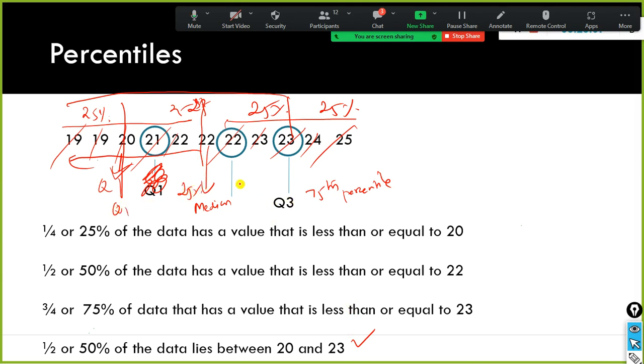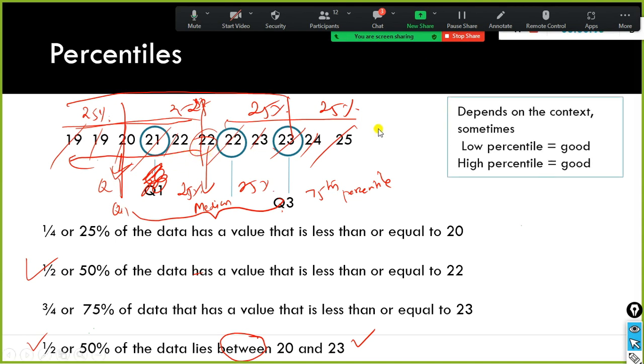So here you have 25%, and we can say it this way also: 50% of the data lies between 20 and 23. So what is the difference between this and this? Here the clause is between. If somebody asks you, the 50% of the data ranges between which values? These 25% and 25% make up the middle value, the median. So between Q1 and Q3, 50% of the data lies between 20 and 23. And if there is no between clause, for the median, you interpret it as 50% of the data has a value less than or equal to 22. That is how you need to interpret this one.